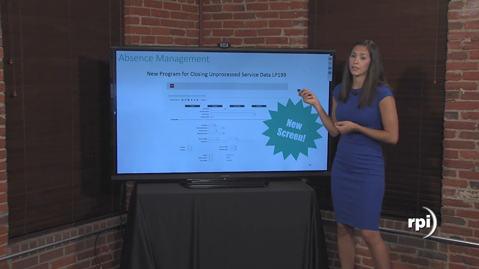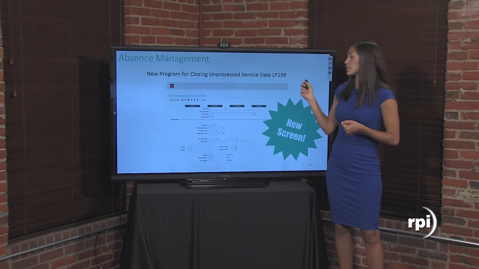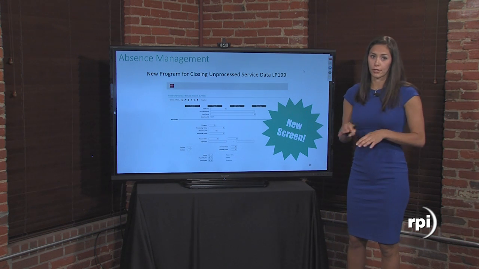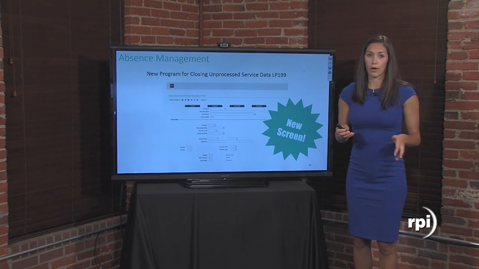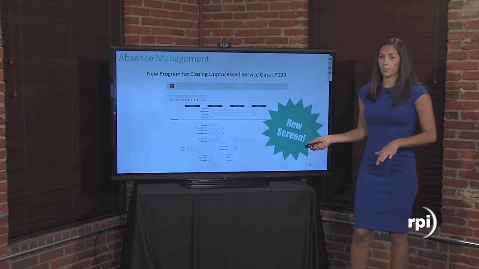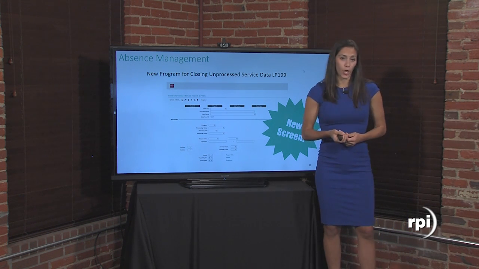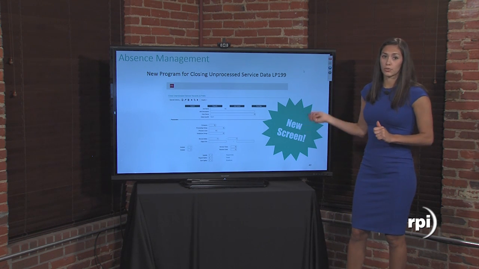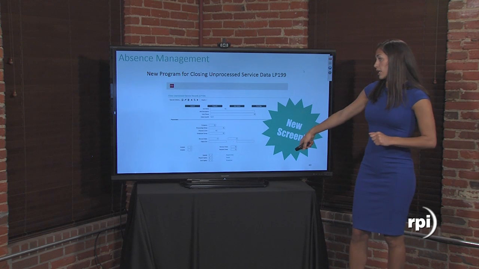LP 199, this is used for closing unprocessed service data. So if you have employees that receive flat amount accruals that are independent of any service hours or earnings, sometimes that can build up in the system and slow down your LP and your PR processing. So if you want to close that out, get it out of the system, speed things up a little bit, try the LP 199.